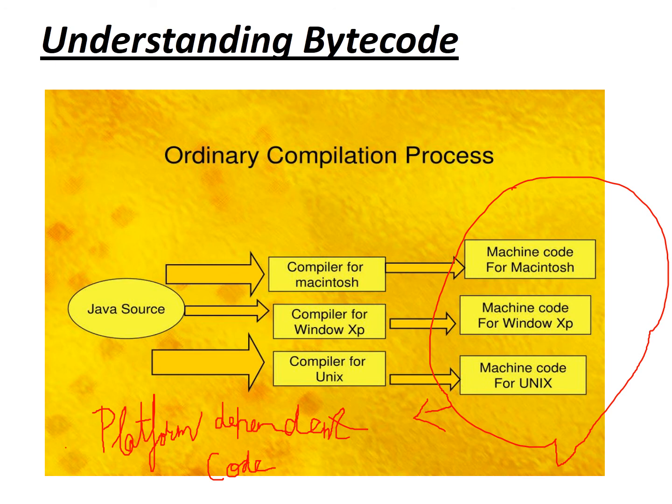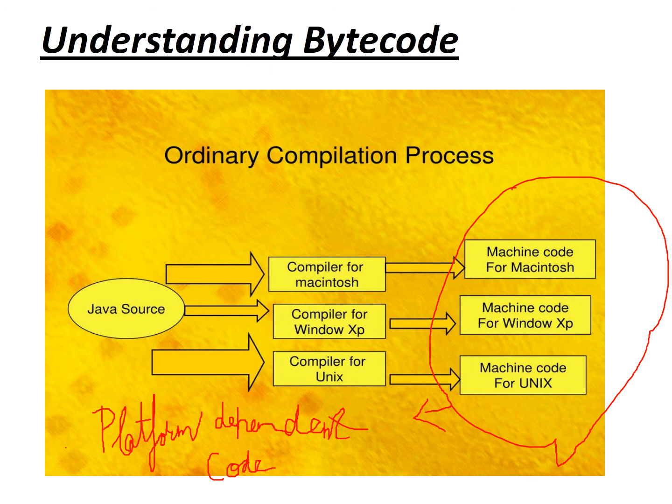Now, before understanding the concept of bytecode, we must know about the ordinary compilation process. The process of converting a source code into a machine code is called compilation. The converted machine code depends a lot on the platform it is executing upon. But for the applications developed with Java, this is not the case.